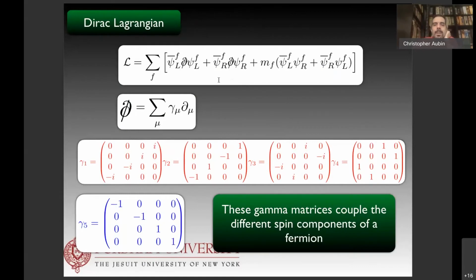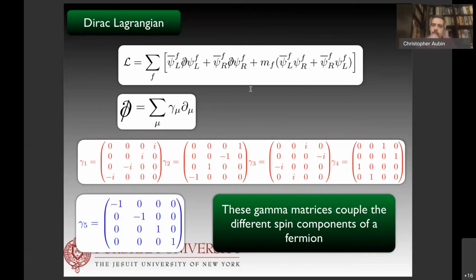So we have this kinetic term with the derivatives, and then we have the mass term, where this f is going to run over the different quark flavors. These gamma matrices are important because notice they're not diagonal. Okay, what they do in this expression up here is they mix the different spin components of the fermions, right? A single Dirac fermion has 4 components. It has a spin up particle, a spin down particle, a spin up antiparticle, or a spin down antiparticle. That's one way to interpret it.